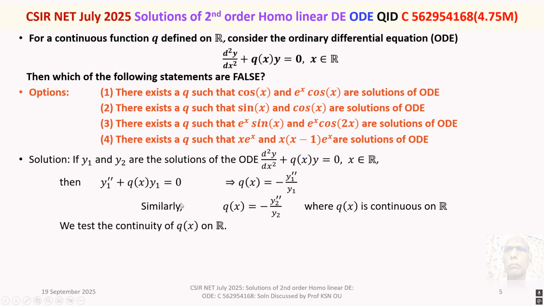But if you want to show that there is a q of x, a continuous function, for which both of them are solutions, then in each case you have to see q of x, and it must be equal, and q of x is continuous. Then those two will be the solutions of ODE, and there exists such a q. And if you look at the options, option 2 looks very simple and familiar for us, and that we will see in our way.